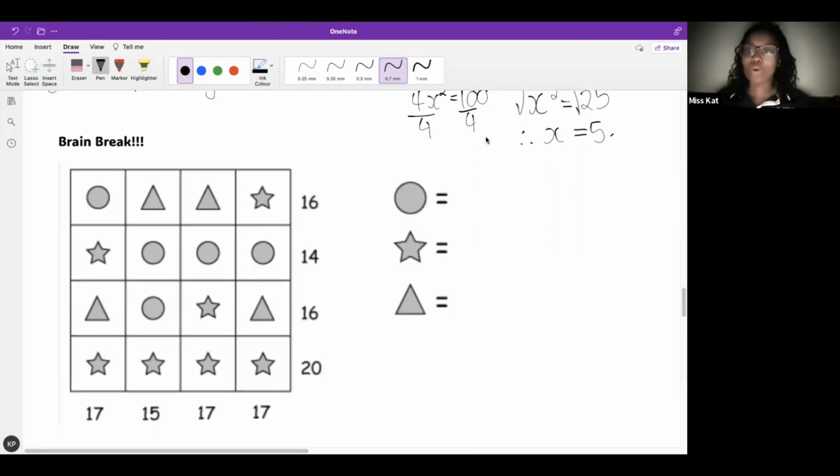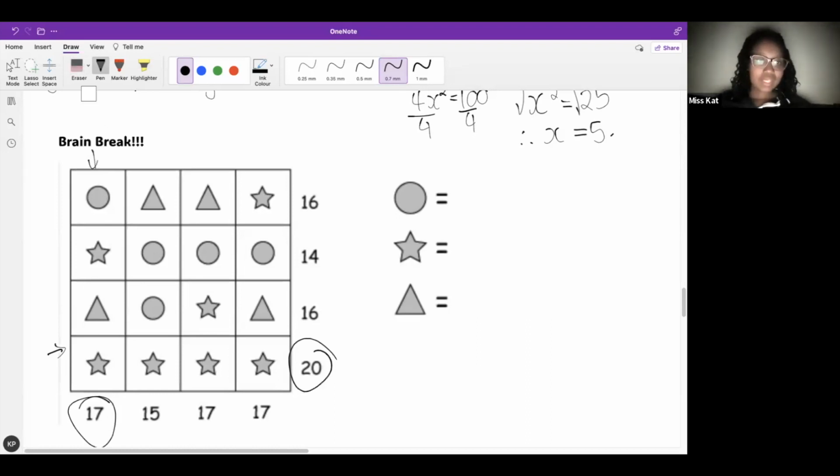Yes, you have evolved. Okay, guys. Now, I need to know the value of these shapes. Going that way, we're adding that way, the answers are on this side. And if you're adding going down, the answers are at the bottom.